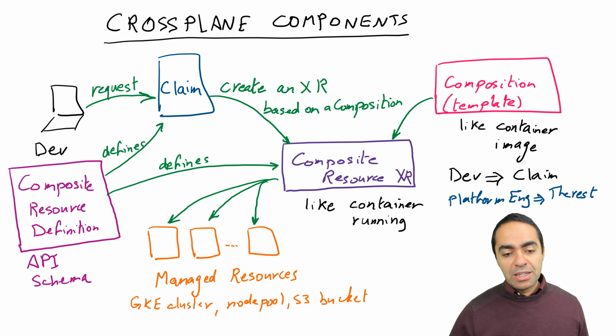So basically, from a persona perspective, your developers will only be concerned with the claim. They're only going to write claims. They don't have to worry about anything else. Platform engineers, they are responsible for creating everything else for all of this to work. So this is really important because it ties into the whole idea of self-service for your developers. All they need to worry about is creating the claim. They don't have to worry about the underlying infrastructure to get this all to work.